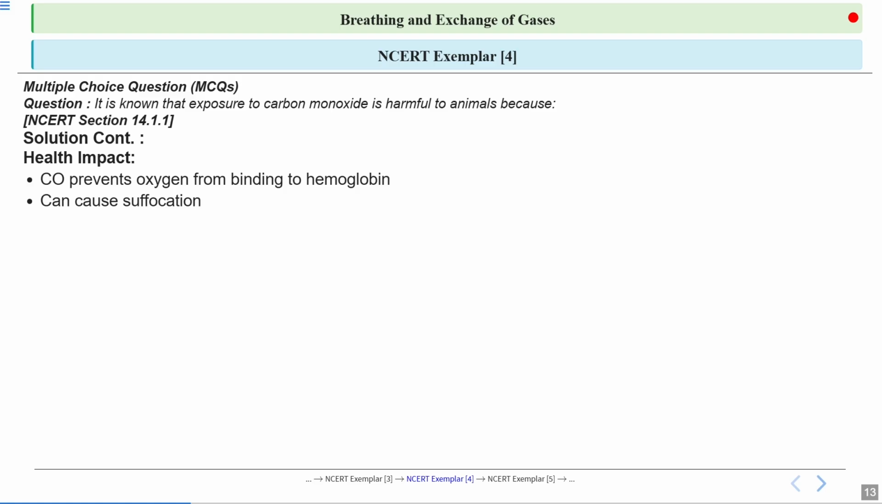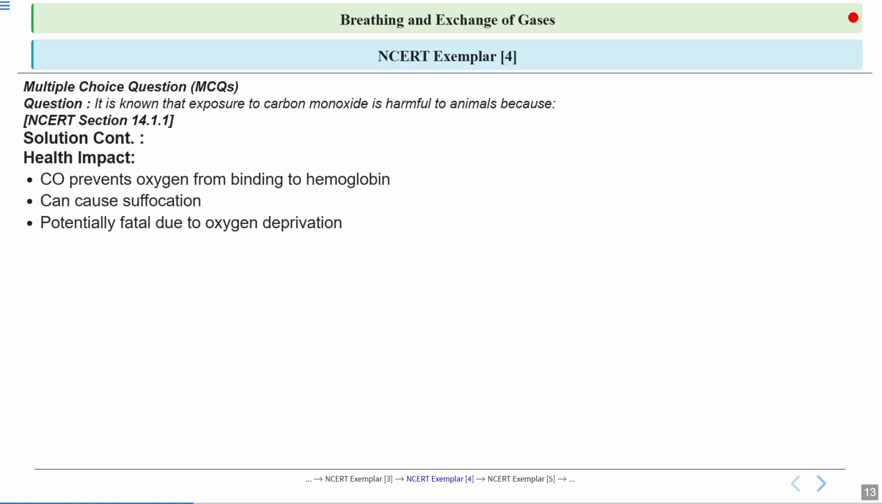So it is having a very negative effect on our health. So potentially fatal due to the oxygen deprivation, right? So at that particular time, that condition could be fatal and we could die.